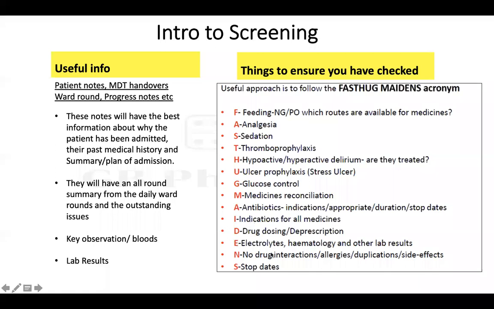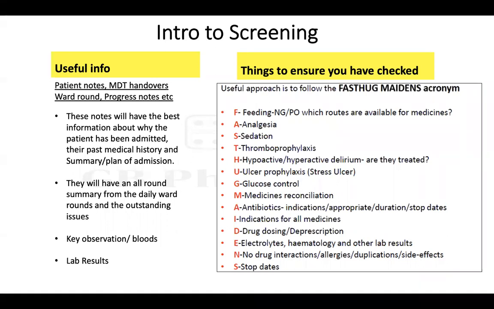General monitoring, so electrolytes: some medicines obviously reduce sodium, some increase potassium, etc. So we need to know what's going to be going up and down if we're starting a medicine, what we should be monitoring, and also other lab results. That's obviously the renal function and liver function, as that can affect drug handling. Again, interactions, allergies, duplication, side effects.